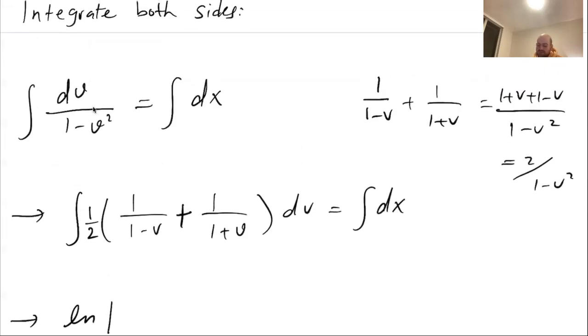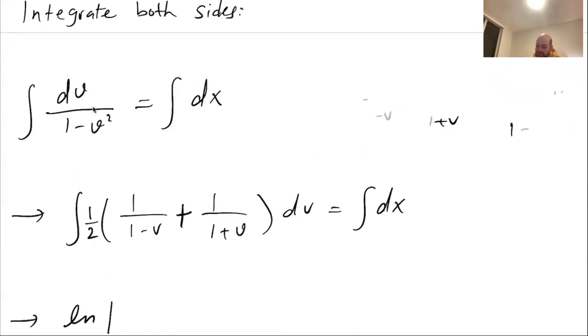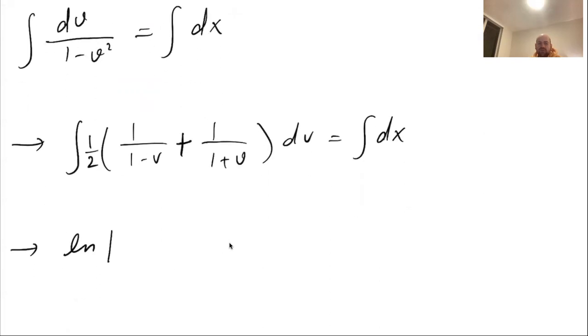But if you are not comfortable with this method and you prefer writing as a over 1 minus v plus b over 1 plus v, please do that. And then you can find a and b, of course. And you will see that a and b will be basically 1/2 each of them. Because basically a here is 1/2 times 1, which is 1/2, and b is 1/2 times 1, which is also 1/2.